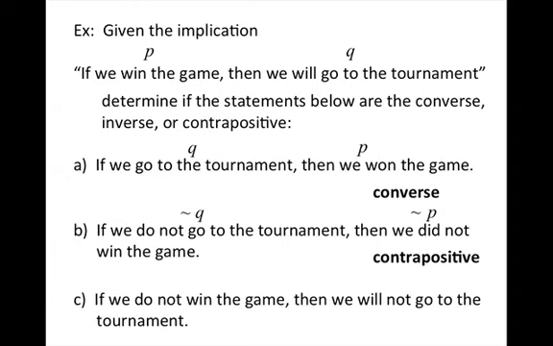In part C, if we do not win the game, then we will not go to the tournament. So not winning the game is the negation of P, so that's not P. Not going to the tournament is the negation of Q, so that's not Q. So this time I have not P implies not Q. I've taken the negation of each side but kept the order the same, so that's the inverse.